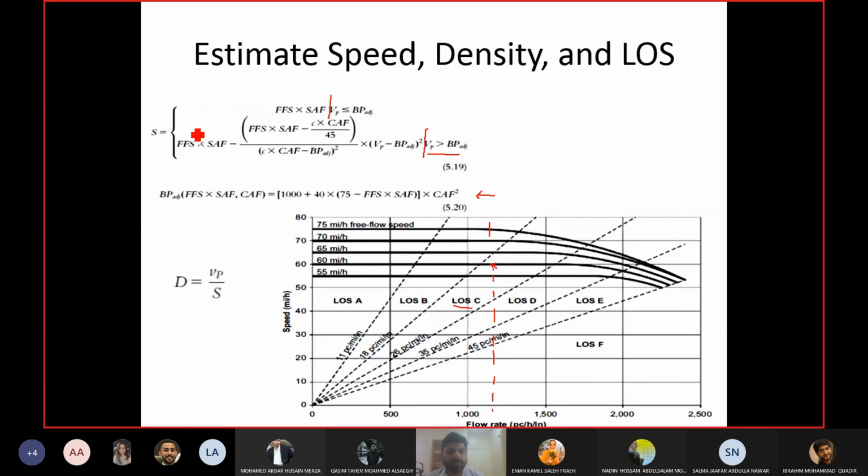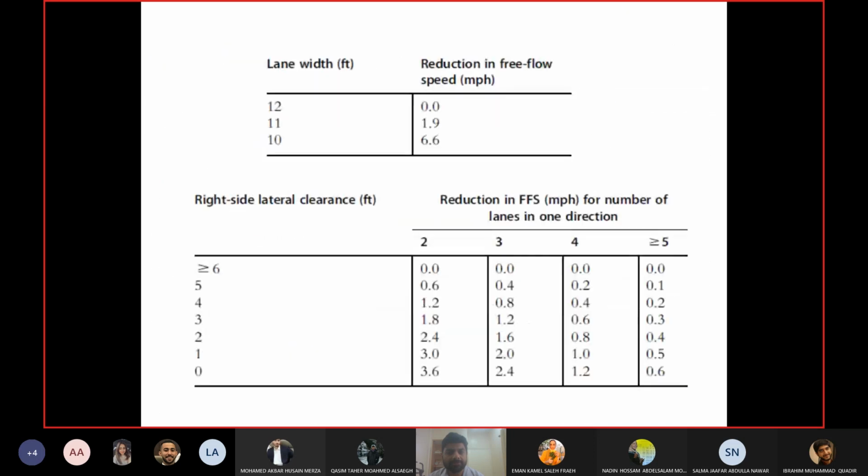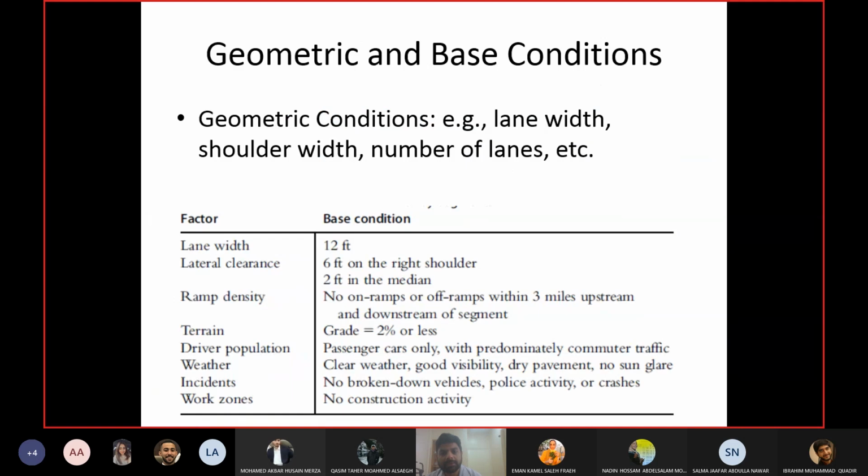Once you find the speed of the highway using one of these conditions, you find the density: density equals flow upon speed. The flow rate is VP and S is from here. You find out the density, then you go to the table which I showed you for level of service and density. You see in which range your density is lying, and that will be your level of service.